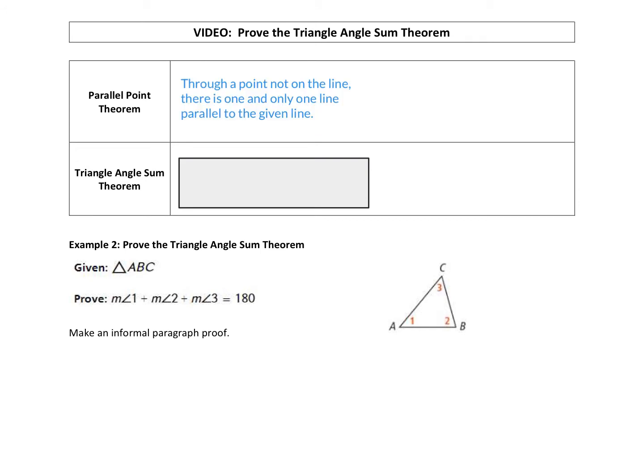That says, through a point not on the line, there is one and only one line parallel to the given line. So what that's saying is, let's say you have line A, and then you have a point not on the line. So here's point P. There is only one line that goes through P and is also parallel to A. Let's call that line B.